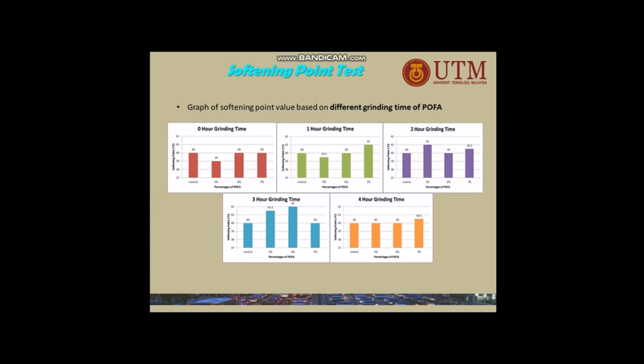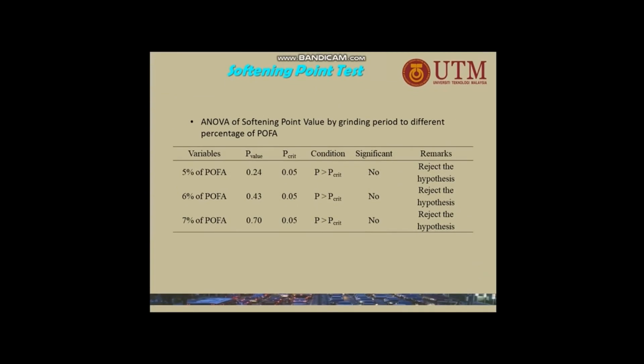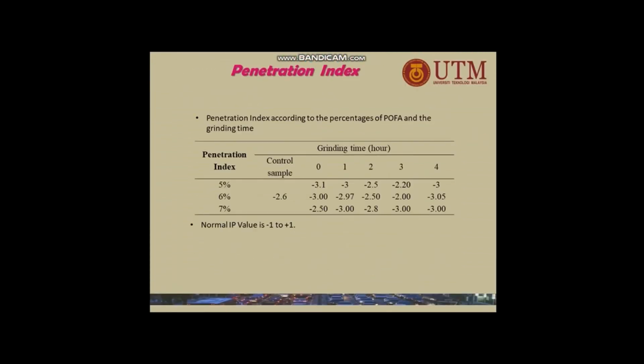We have already obtained the penetration and softening point values. So, from these two values, we can calculate the penetration index. Normally, the penetration index value is between -1 to +1. However, the penetration index value was found to be within the range of -3.1 to -2. Penetration index less than -2 means that the bitumen has high temperature susceptibility. An asphalt mixture with this high temperature susceptibility bitumen will face permanent deformation at high temperature, and it will easily crack at low temperature.